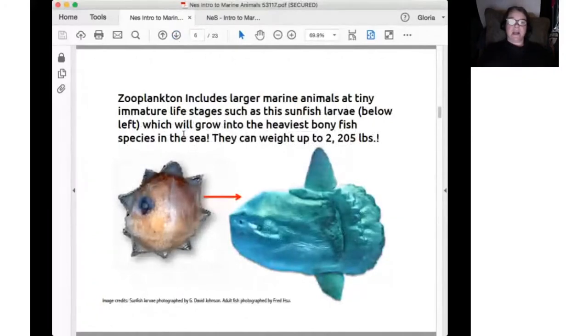Okay, this is a fun slide here. I was so amazed when I found this juvenile sunfish. Okay, what do you guys know about sunfish? Anything? If so, chat in the chat box if you know anything about them. Here's what one looks like in the adult form. So zooplankton includes larger marine animals at tiny immature life stages, such as this sunfish larva, pictured here on the left, which will grow into the heaviest bony fish species in the sea. And they can weigh up to 2,205 pounds.